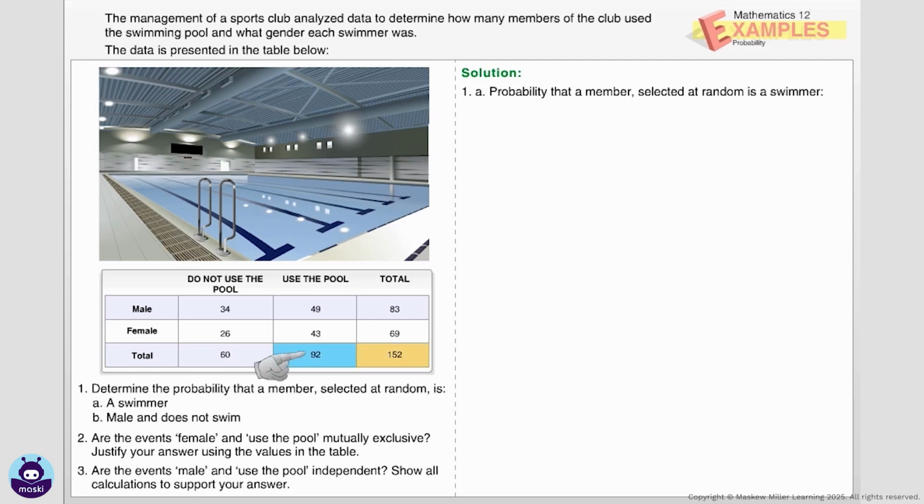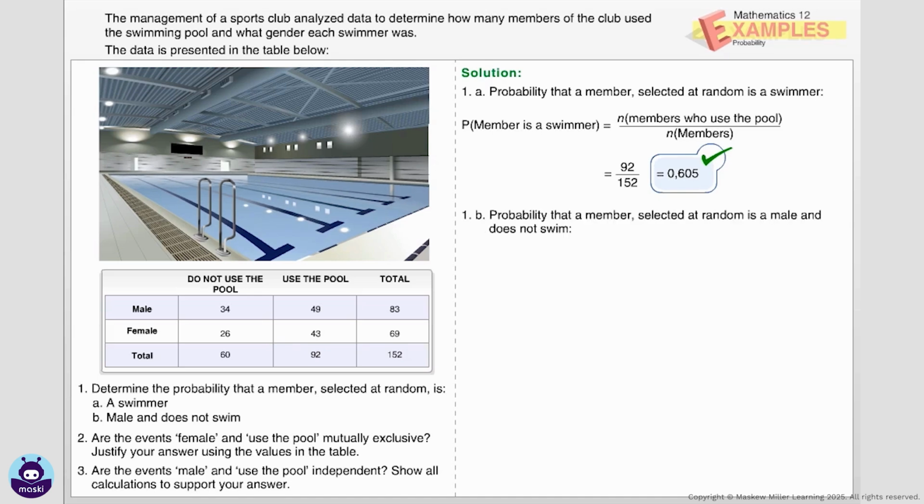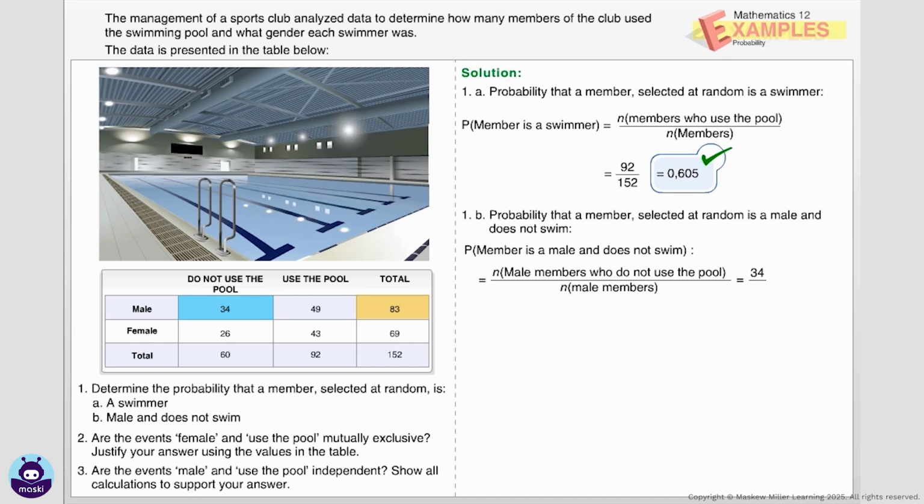The total number of swimmers among the members is the total of the members under the column use the pool. The total number of members in the club equals 152. Probability of member is a swimmer equals n members who use the pool over n members equals 92 over 152 equals 0,605. Probability of member is a male and does not swim equals n male members who do not use the pool over n male members equals 34 over 83 equals 0,409.